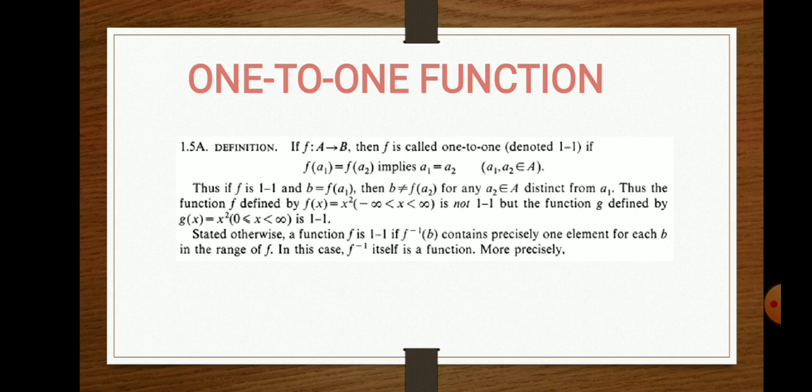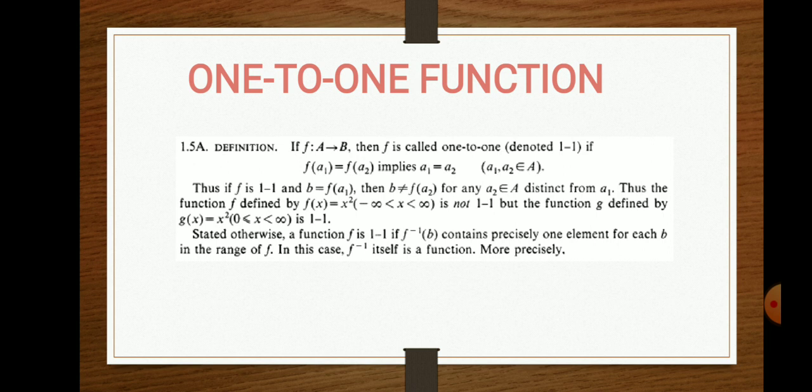Thus, this is an example. The function f defined by f of x is equal to x square, where the domain is minus infinity to plus infinity, is not a one-one function. But the function g defined by g of x is equal to x square, where the domain is 0 to infinity, is 1-1.